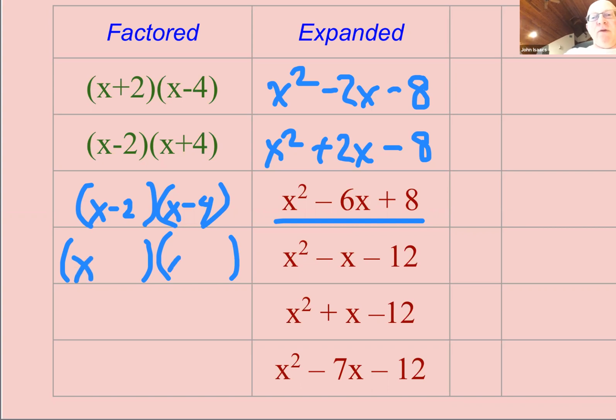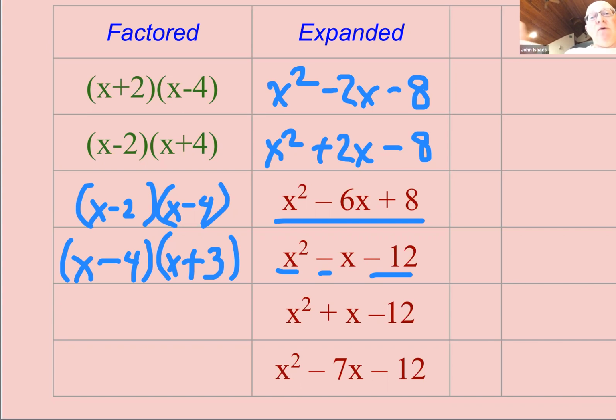In the next one, we need to try to make these binomials bigger so I have room. We have x and x again, because we have this x squared. We need to multiply to negative 12 and add to negative 1. So 12 could be made up of 6 and 2, or 1 and 12, or 3 and 4. 3 and 4 might be nice. We need to make sure we add to negative 1. So if we have negative 4 and positive 3, that'll add to negative 1.